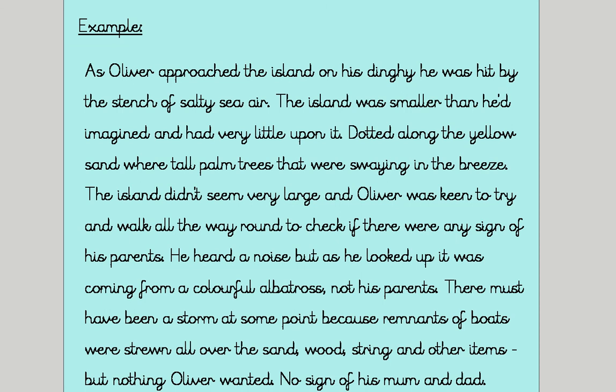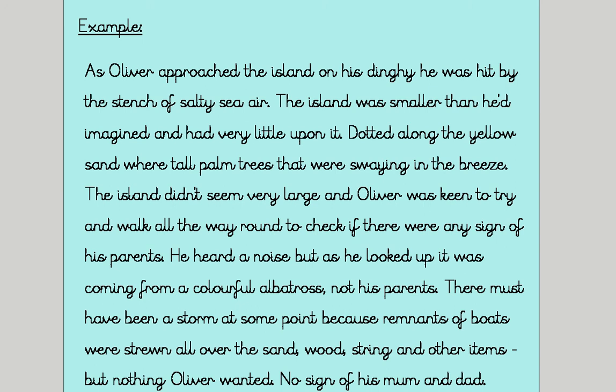Here's my example. As Oliver approached the island on his dinghy, he was hit by the stench of salty sea air. The island was smaller than he'd imagined and had very little upon it. Dotted along the yellow sand were tall palm trees that were swaying in the breeze. The island didn't seem very large, and Oliver was keen to try and walk all the way round to check if there were any signs of his parents.